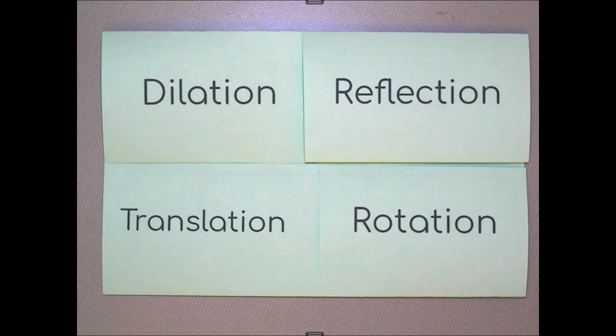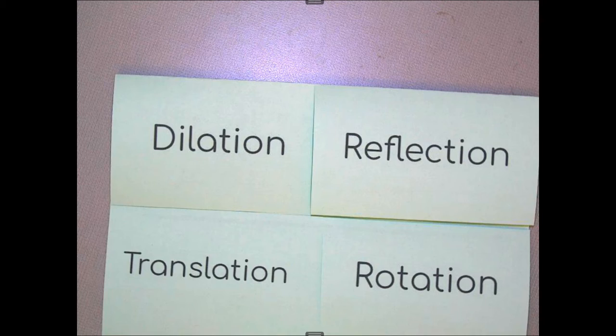Hi everyone. Today we're going to talk about dilations and transformations. As we go through this foldable, I need you to remember that you need to copy down everything, and at the end of this video, your foldable needs to look exactly like mine. So if you need to pause, please pause the video.